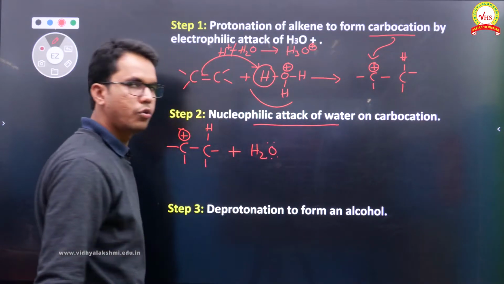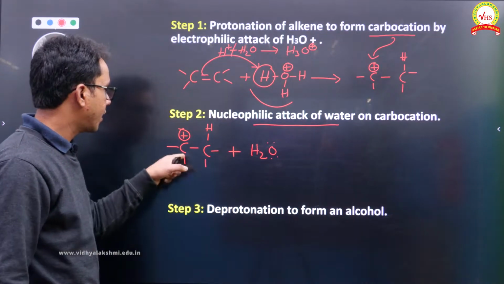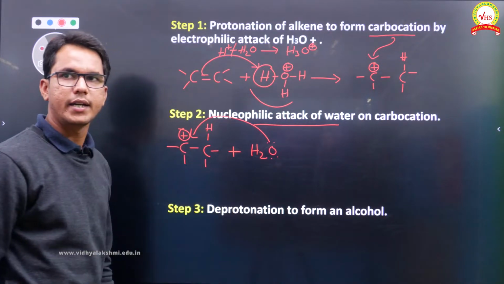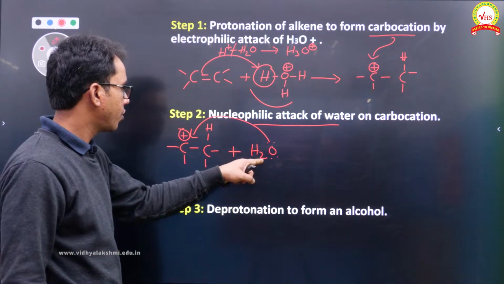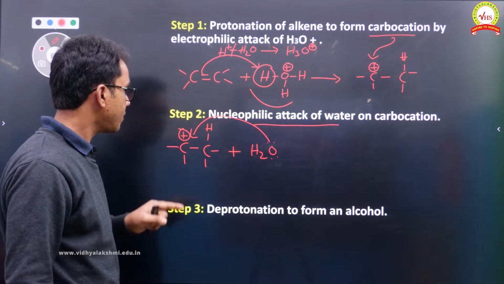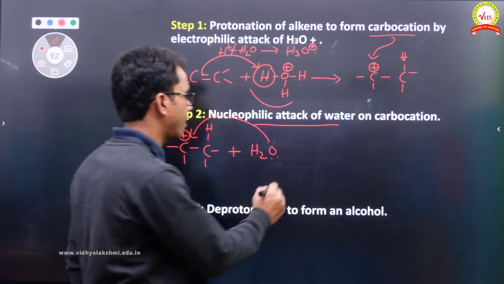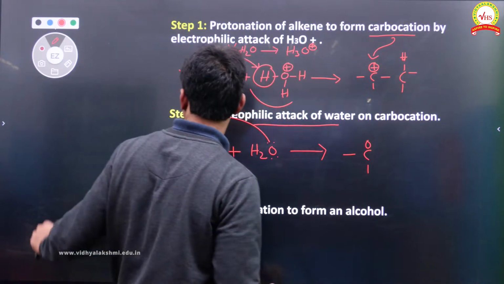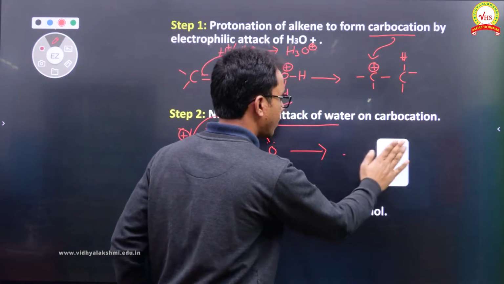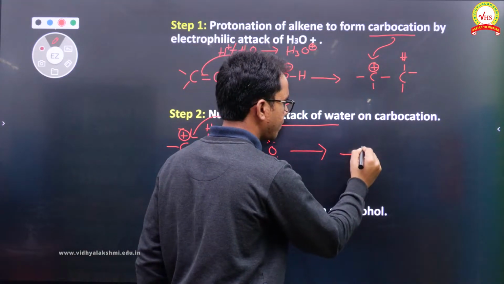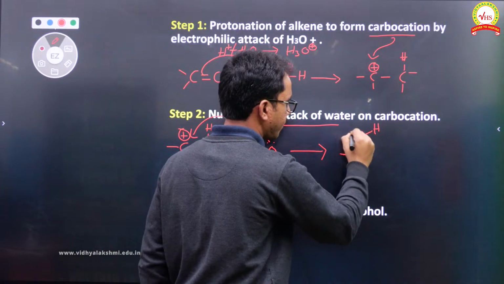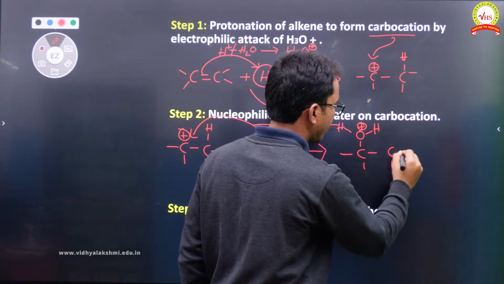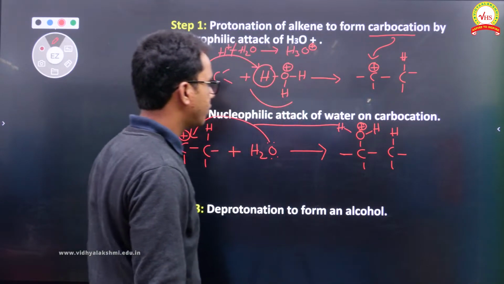Oxygen has two lone pairs, right? It acts as a nucleophile, and the carbocation becomes the electrophile. The nucleophile attacks the carbocation, that is, addition of water to the carbocation happens. A new bond will be formed between oxygen and carbon, giving an oxonium ion, and the remaining things are the same. Now this is what has been formed, right?